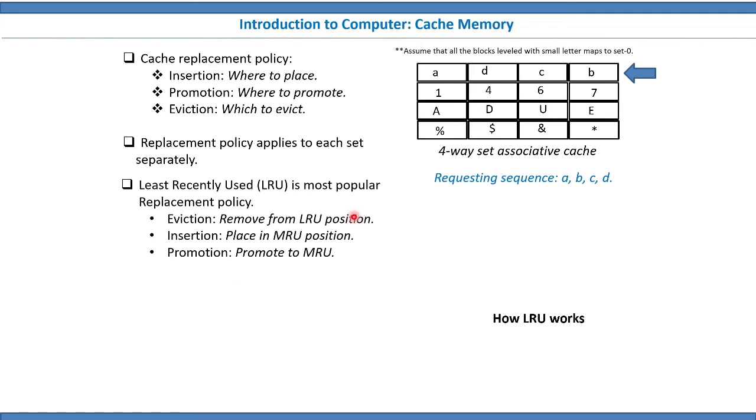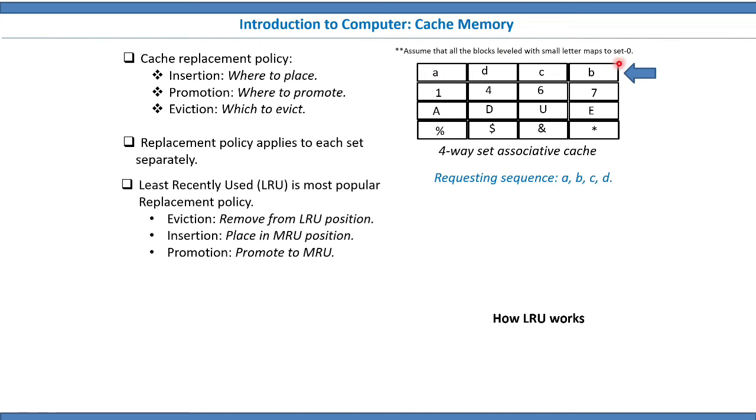For example, suppose this is the request sequence A, B, C, and D in this set 0. Okay, one more important point: this is actually a cache set, right? Here the actual block and its tag addresses are stored. Each set has an independent replacement policy. This set maintains its own hardware unit for maintaining the replacement, and this set will maintain its own independent hardware unit. What I'm trying to say is the replacement policy is local for each set. This is called local replacement policy.